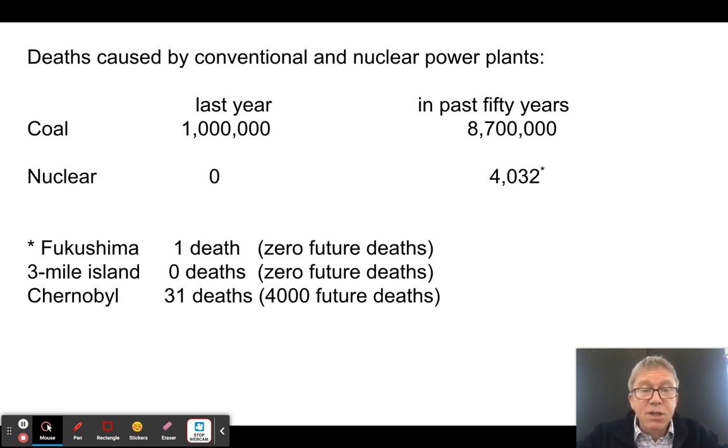Coal is a killer. So last year alone, well, in 2017, the most recent data I came across, the World Health Organization estimated that in 1 year, coal killed 1 million people around the world, primarily through respiratory and cardiac problems caused by PM 2.5 exposure. In the past 50 years, it's probably killed about 8 or 9 million people. Now, notice we're up to 1 million a year.